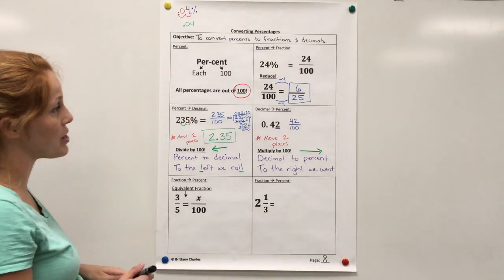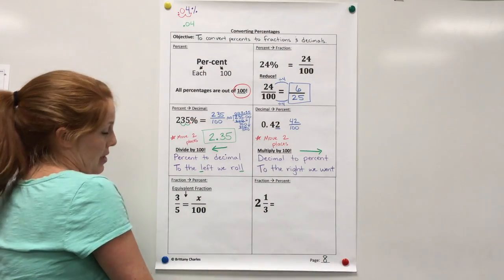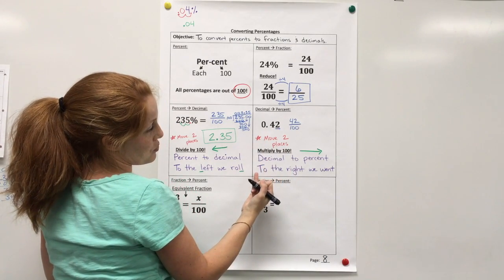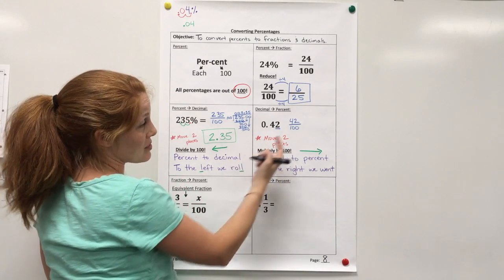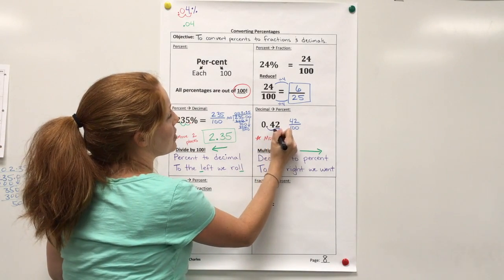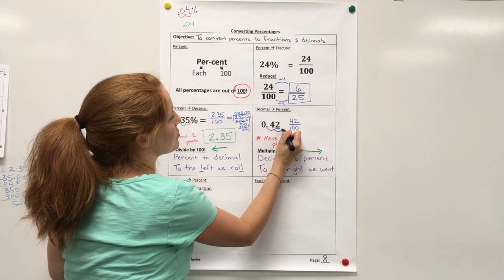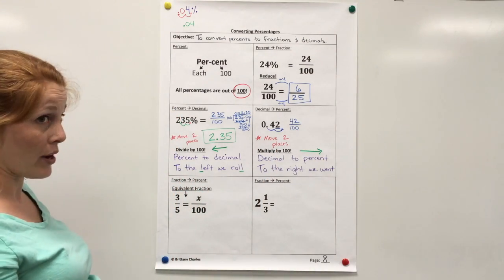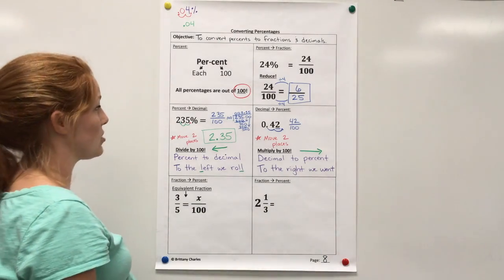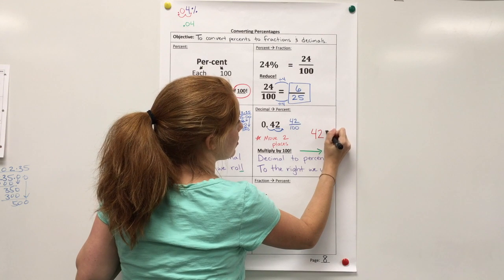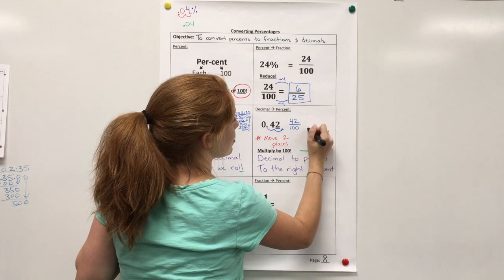So let me show you here. If I start at my decimal and it says to move to the right, again, two places, 100 has two zeros, that's a way to remember it. I can move it 1, 2, and my new decimal is going to go here, which would just be 42 point, or I can just leave it off since it's at the end, and that would just be 42%.